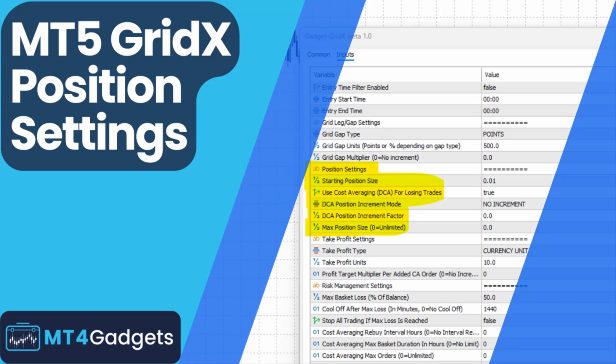In this video, Position Settings, one of the most important parts of configuring GridX.